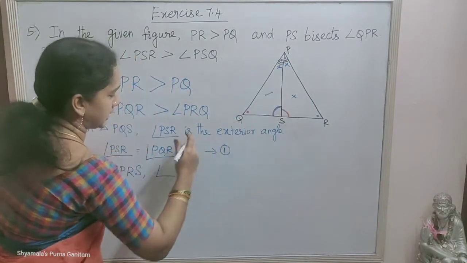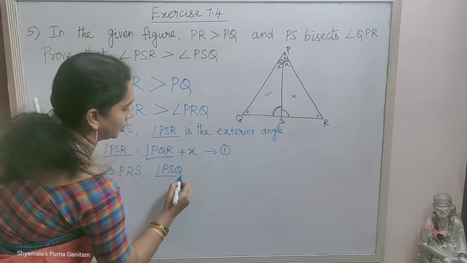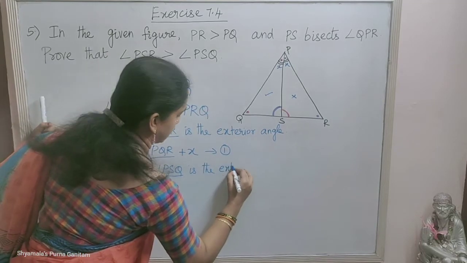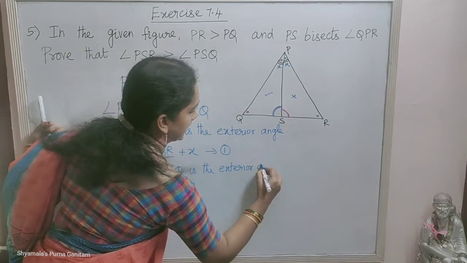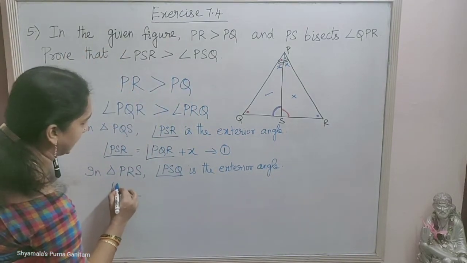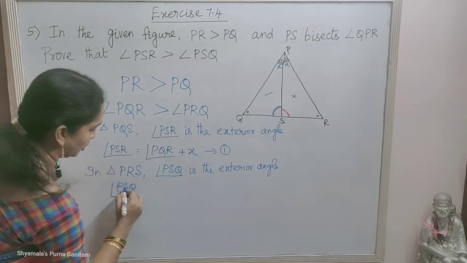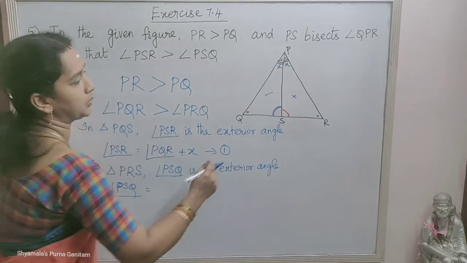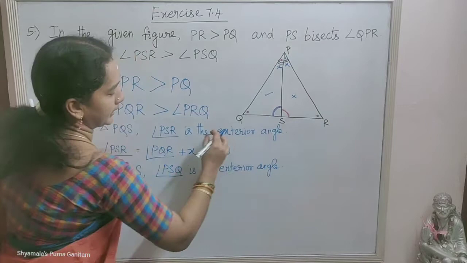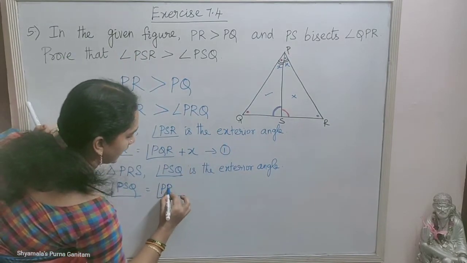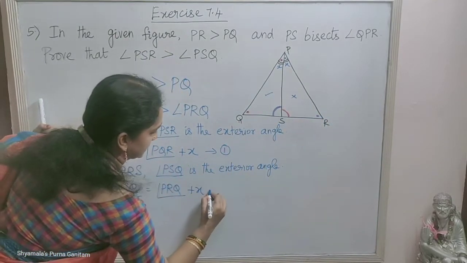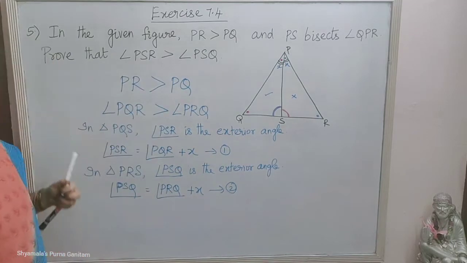So, in triangle PRS, angle PSQ is the exterior angle. So the exterior angle, angle PSQ, is equal to X plus angle PRQ. This angle, we get plus X. So, this is the second equation.